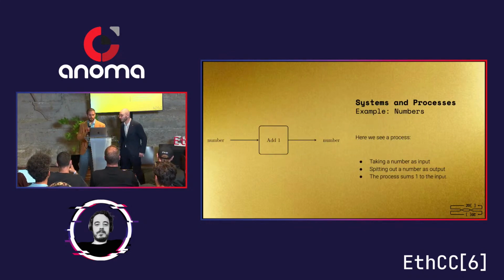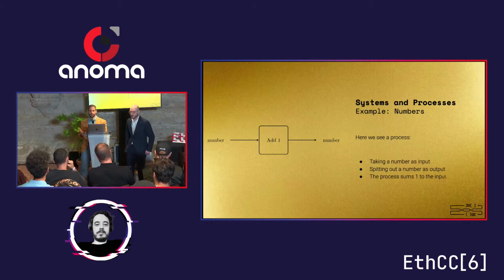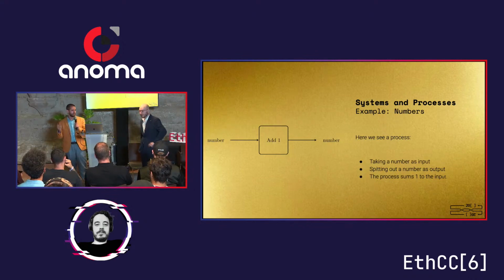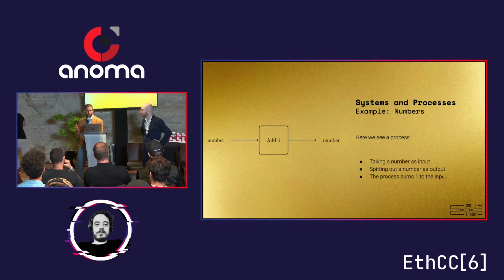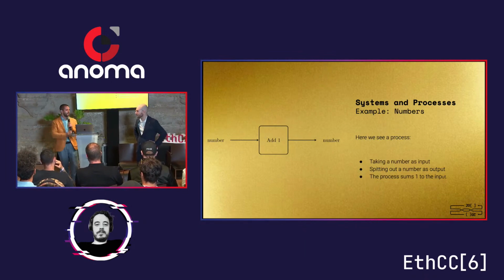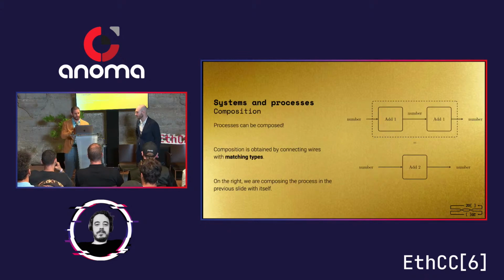So, for instance, in here we have a very simple system, that is the system number. You can see this as a state that can be any integer. And you have this process called add1 that just takes any number on the left and spits out that number plus 1 on the right. So looking at it like this, it looks like, okay, super simple, perfect. The funny thing about processes is that when you start thinking about it this way, you can basically compose them.